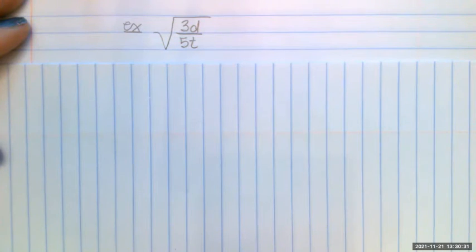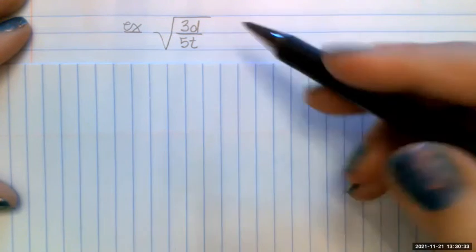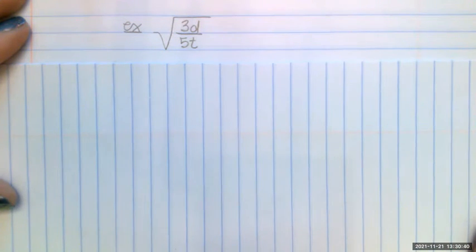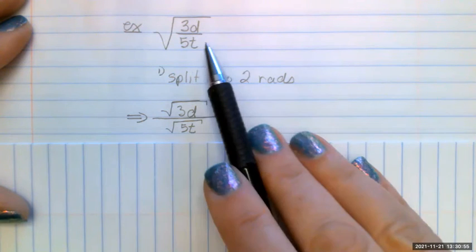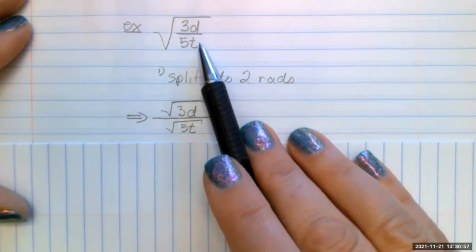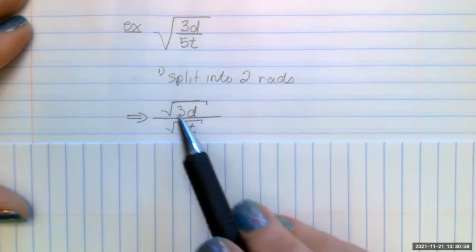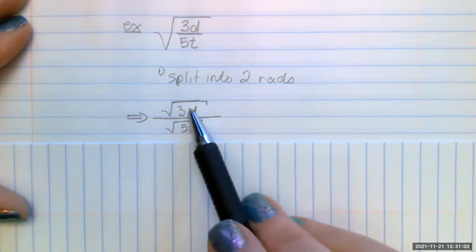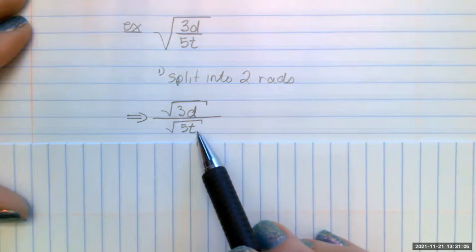All right, on this one, what happens when you have the whole entire fraction under one giant radical? Well, according to the quotient rule of radicals, you can split this into 2 parts. When you have one giant radical with a fraction underneath, you're going to split it into 2 radicals, keeping the index the same for both of them. The square root of 3d over the square root of 5t.